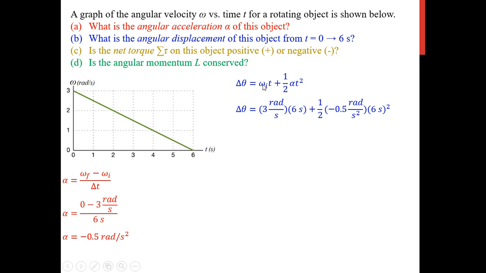So there's my substitution. Omega i is 3 rad per second. The time interval used here is 6 seconds. There it is, plus 1/2. And then for angular acceleration, we just found that on the bottom left of the screen here in part A, which is negative 0.5 rad per second squared. I've gone ahead and substituted that in for you there in the parentheses, negative 0.5 rad per second squared. And then the time interval is 6 seconds, but we've got to remember to square that second term there.